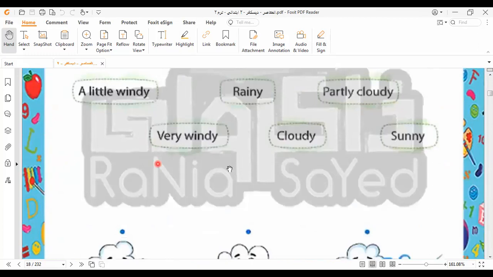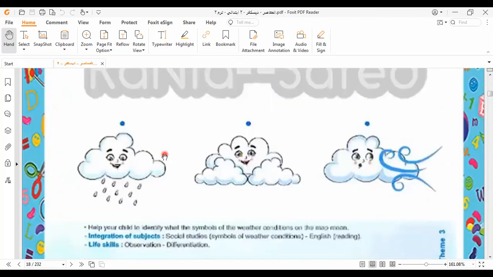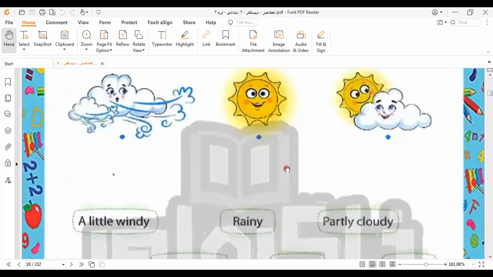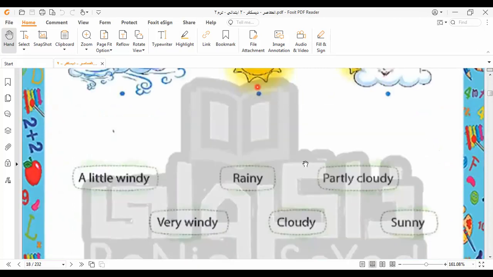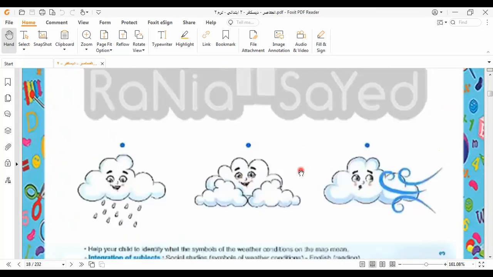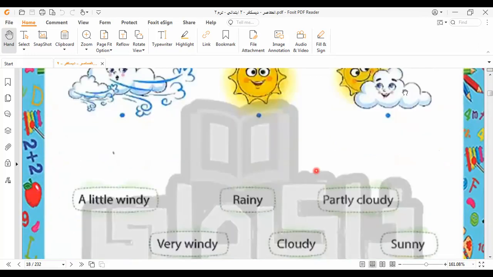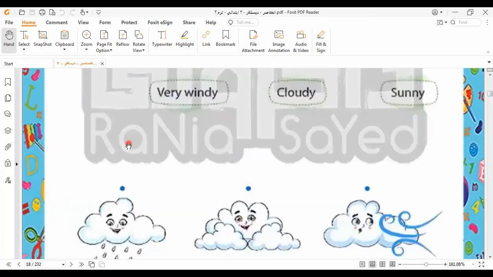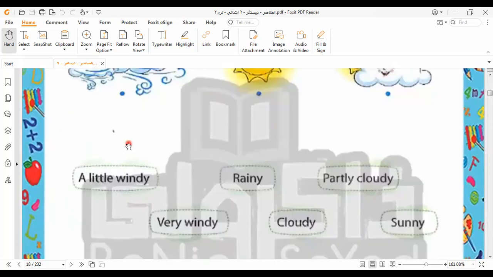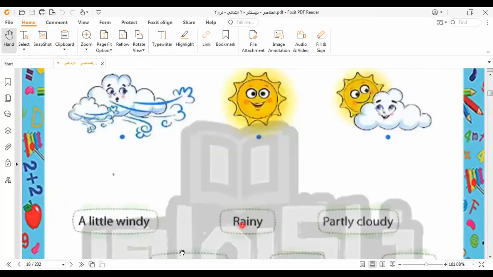We have weather, and we want to select little windy, very windy, rainy, cloudy, and so on. Which one? This is sunny. I will select sunny with this one. Partly cloudy, this one. Little windy, this one. Very windy, this one.